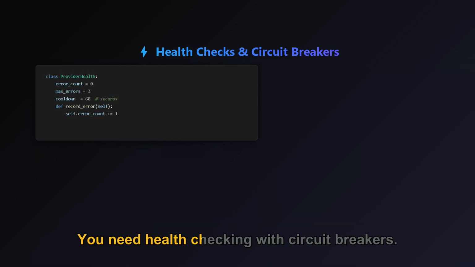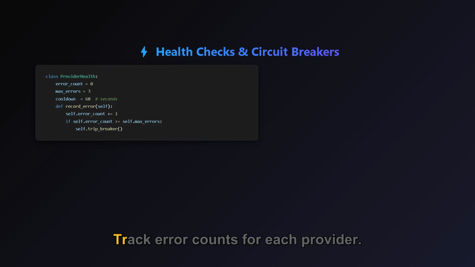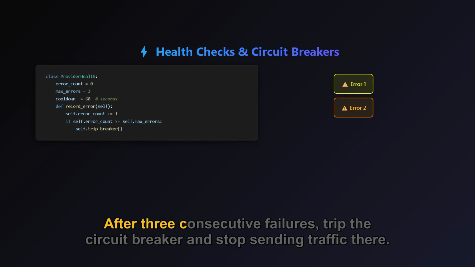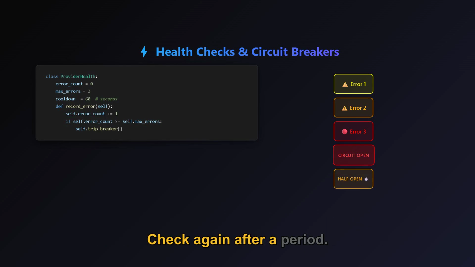You need health checking with circuit breakers. Track error counts for each provider. After 3 consecutive failures, trip the circuit breaker and stop sending traffic there. Check again after a period.